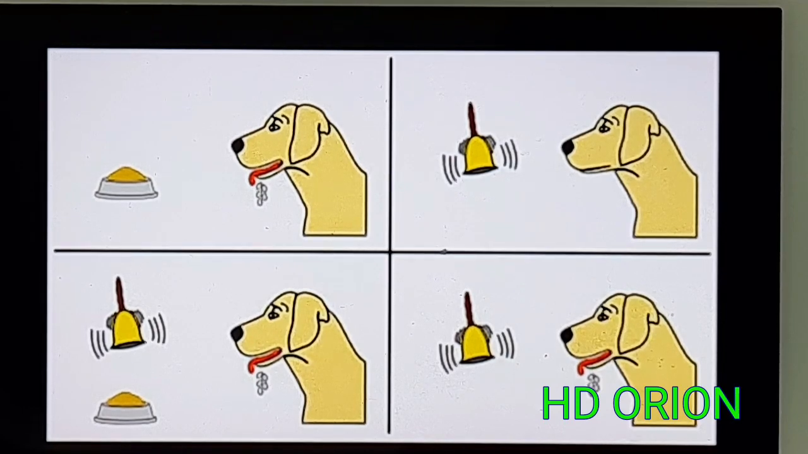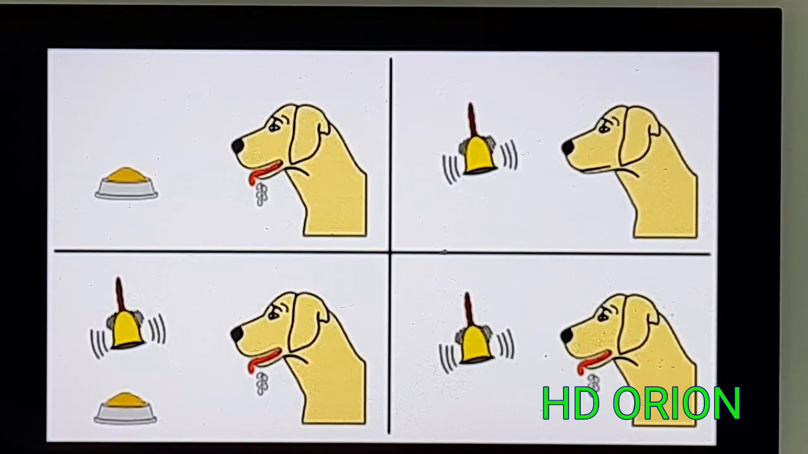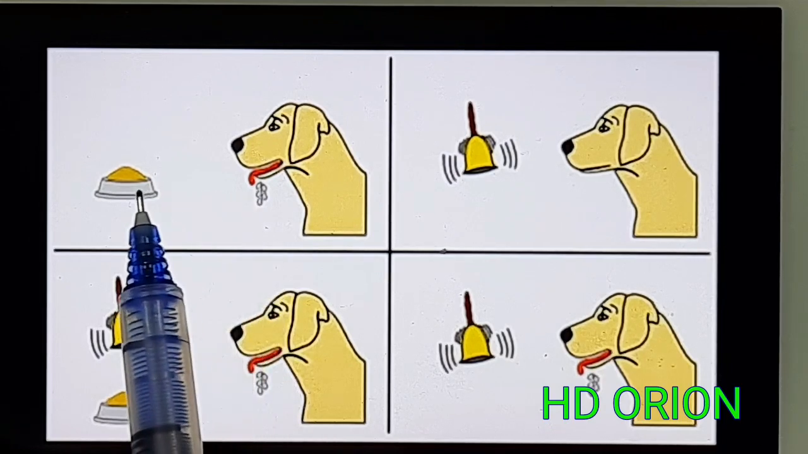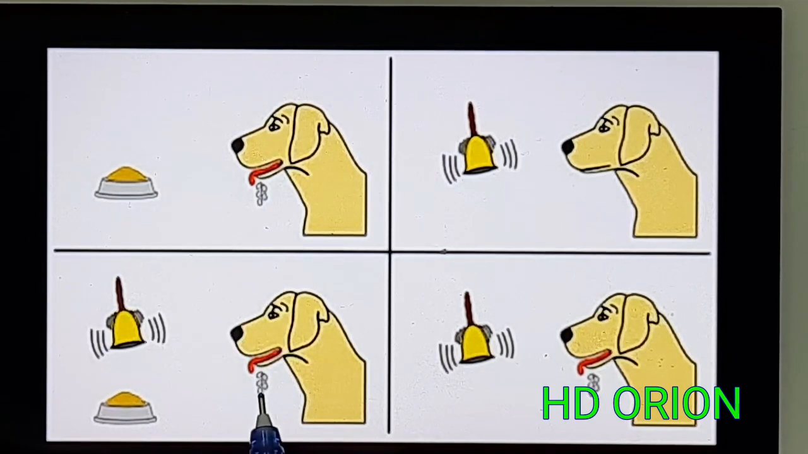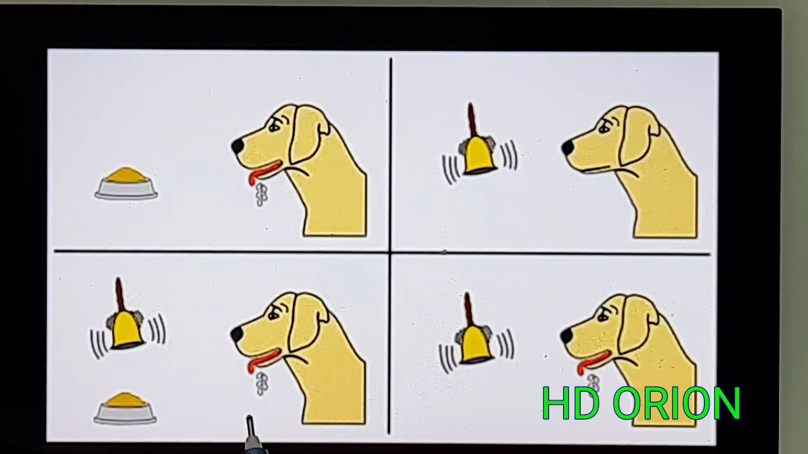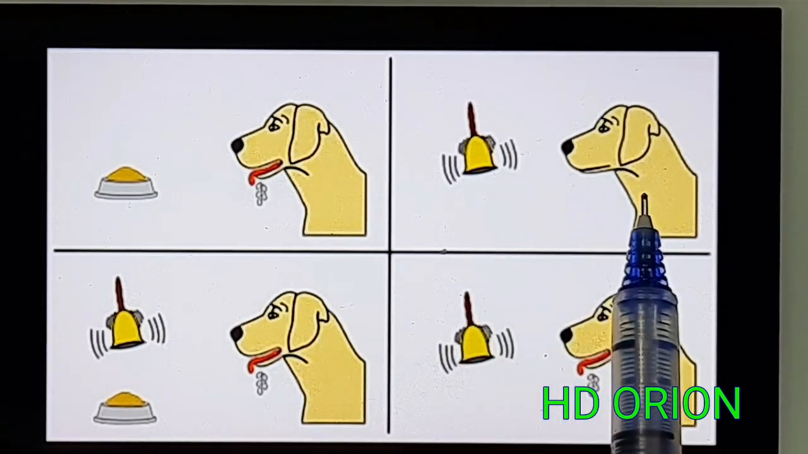Saliva comes from the salivary glands that are present in the buccal cavity, and salivary glands are stimulated on sight of food, on smell of food, or on taste of food. So when the dog was given the food, at that time the dog was salivating. When the dog was given the food and the bell was ringing, again it was salivating. And when the bell was ringing alone earlier, the dog didn't salivate.